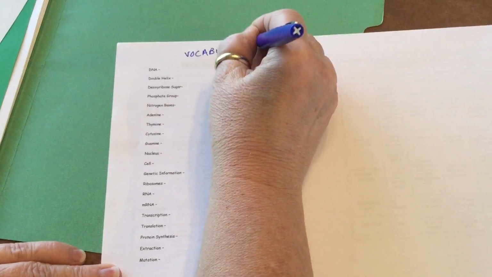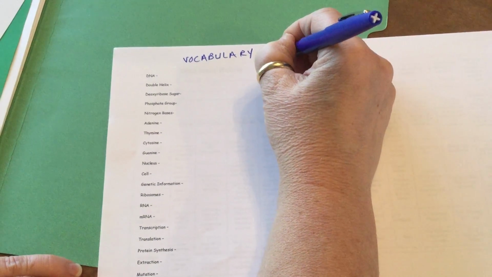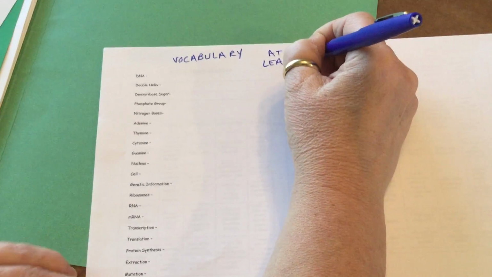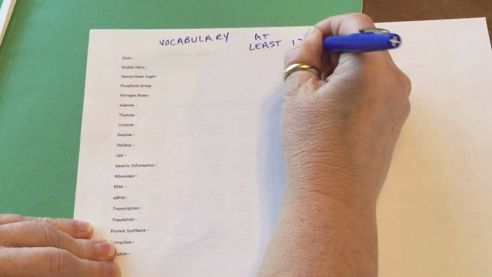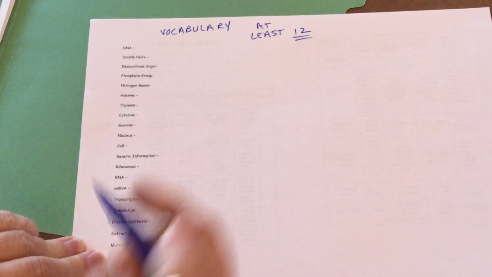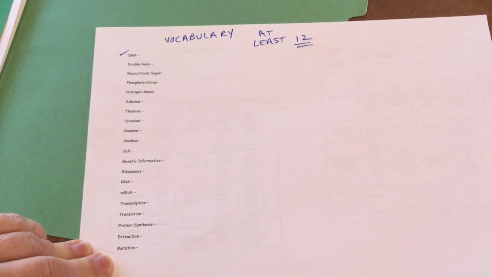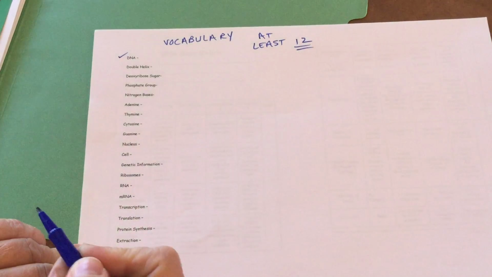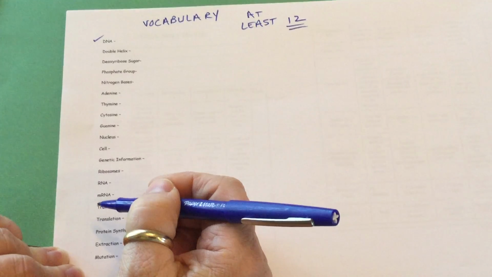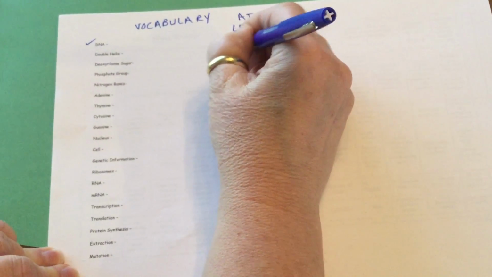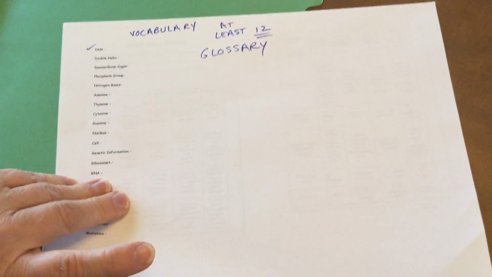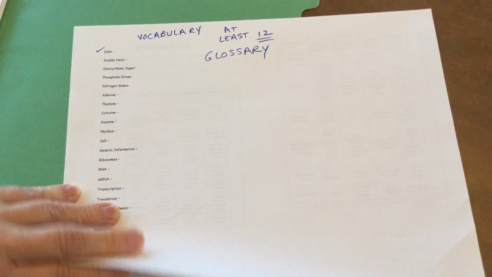You are going to need to hopefully shoot for at least 12 words. So there's a list here. There are more than 12 things. So you can go through and be like, oh, DNA, I know that. It's a double helix. Oh, the double helix, that's the shape of a DNA molecule. So you are going to be identifying each of these words, and this will be called the glossary. And it will be the glossary for your story, probably the last page of your story.